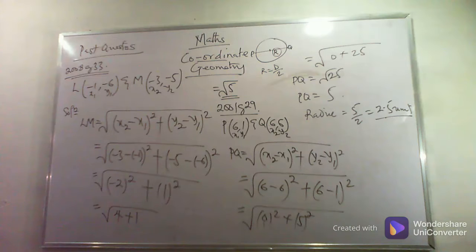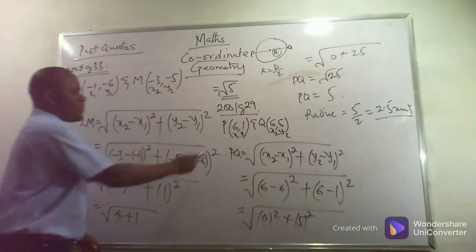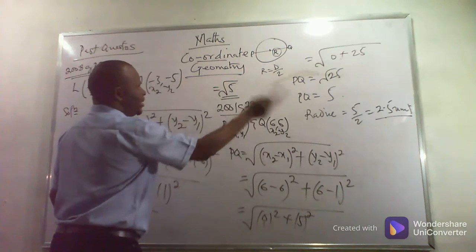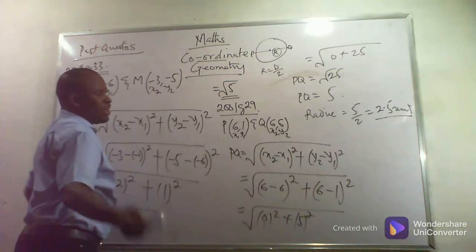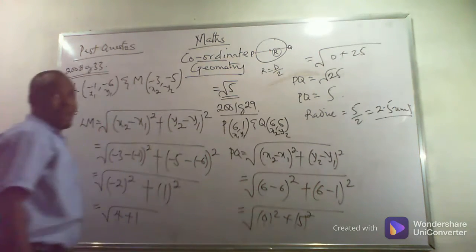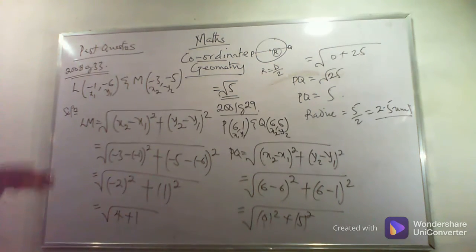Solution to 2001 question 29. I'll run through it. We're given P and Q as the ends of the diameter, this and this, and we are asked to calculate the radius, and that is what we have just done. So 2 more questions to go, but go through this, quickly put it in your notebook.